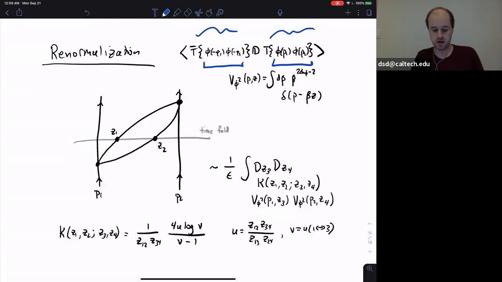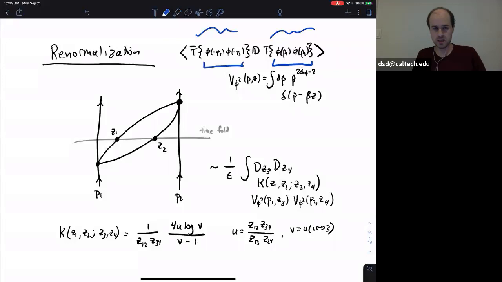And the time fold you can think of as happening at future null infinity. So time goes up, you get to future null infinity, then time goes back down. And our detectors sit on the time fold because they're sitting at future null infinity, and they're sitting at some positions on the celestial sphere.